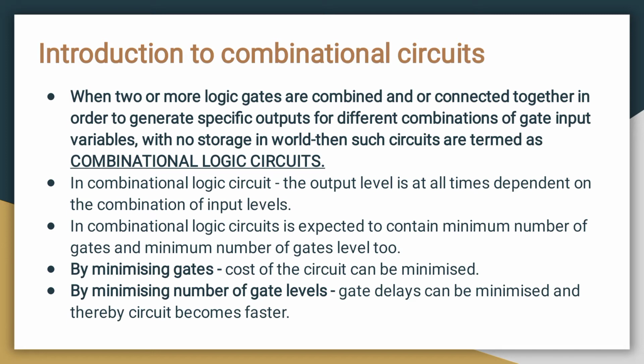Combining of these gates, a minimum of 2 is required. How many more you can add, there is no fixed limit. By this we are going to generate the combinational circuit to get a specific output. Next, in a combinational logic circuit, the output level is at all times dependent on the combination of input levels.